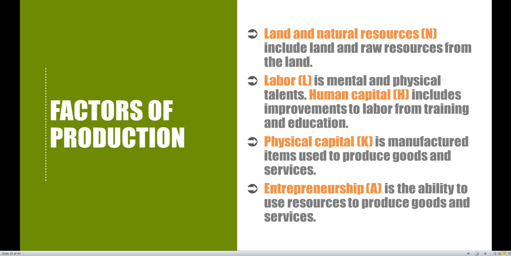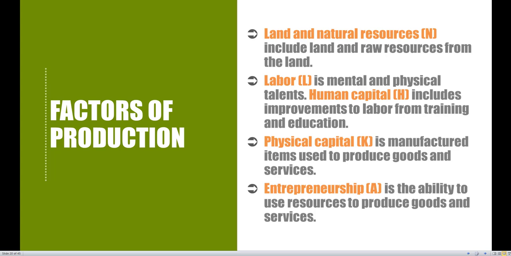Labor is going to be denoted with L, is the mental and physical talents. So what do you know exactly how to do, and can you move this box from point A to point B? However, under labor is going to be something known as human capital as well, denoted with an H. This includes improvements to labor from training and education. So here, we're going to divide it into two different parts, labor and human capital. Essentially, the more human capital that you have, the more productive your labor is going to be.